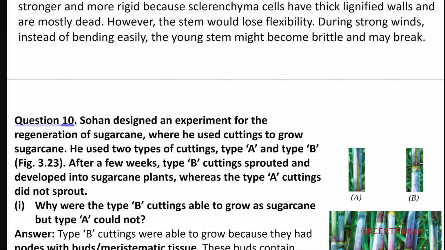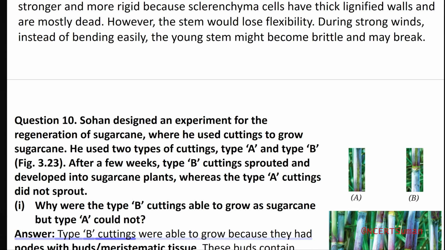Question 10. Sohun designed an experiment for the regeneration of sugarcane, where he used cuttings to grow sugarcane. He used two types of cuttings, Type A and Type B, Fig 3.23. After a few weeks, Type B cuttings sprouted and developed into sugarcane plants, whereas the Type A cuttings did not sprout. Why were the Type B cuttings able to grow as sugarcane, but Type A could not?